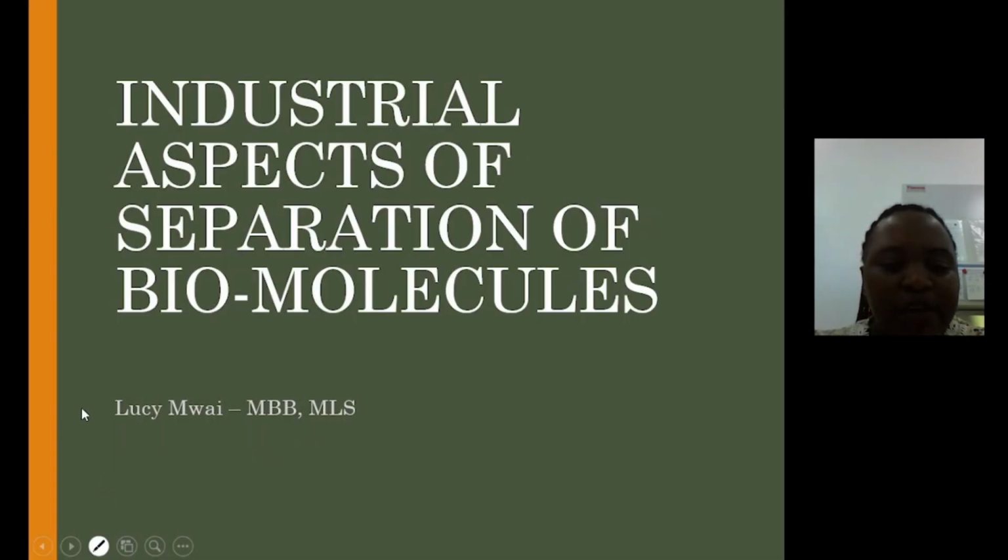Let us look at some industrial aspects of separation of biomolecules. We have been talking about biotechniques, which are techniques that are useful in separation, purification, and quantification of biomolecules. So industrially, we need to just have a snippet of what happens, or how processes are aligned and made into unit operations, and so on.